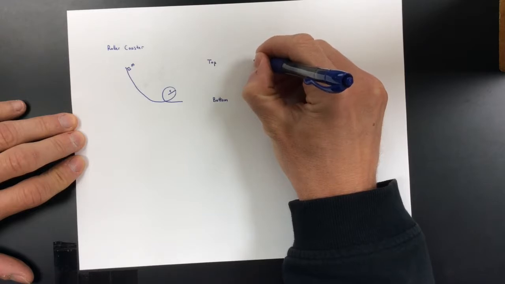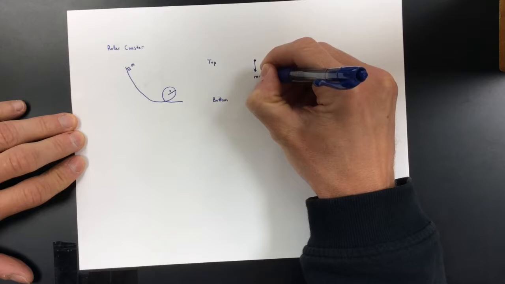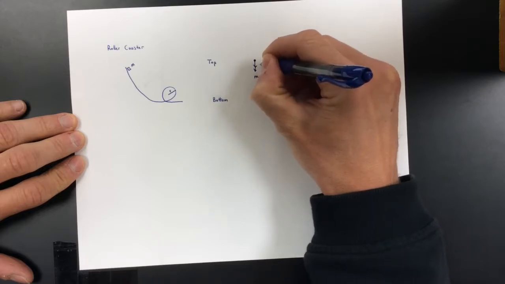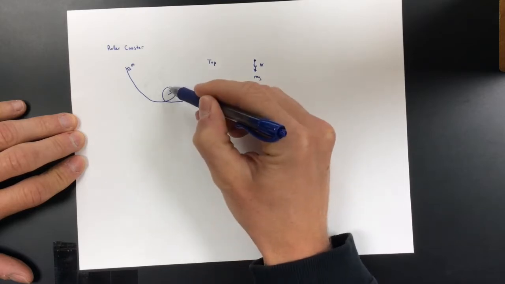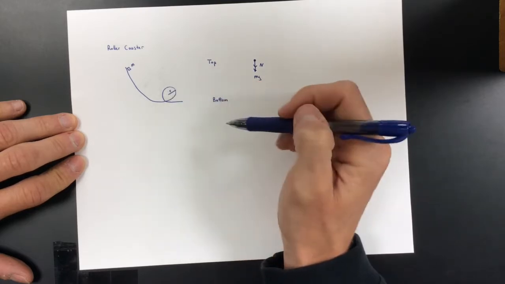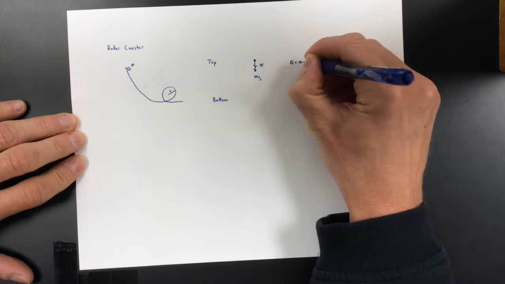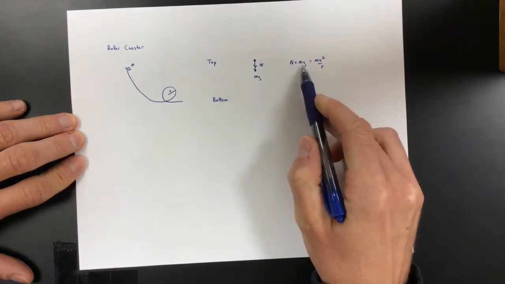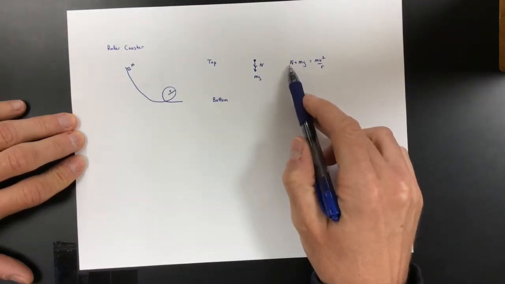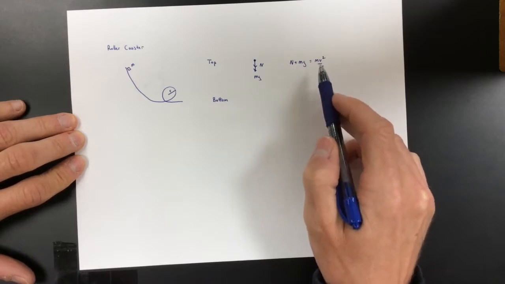Realistically, at the top, what you have here is gravity pointing down, but you also have the track pushing you down. And if you go really fast around this track, the track itself actually has to push down as well, because what we're going to say here is N plus mg equals mv squared over r. Both the track and gravity together work in combination to provide the force that causes circular motion.